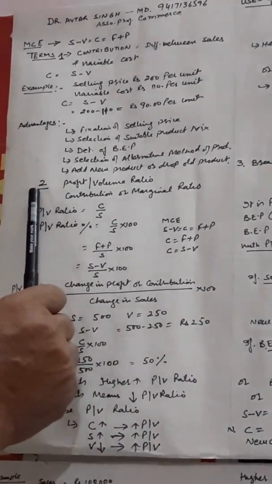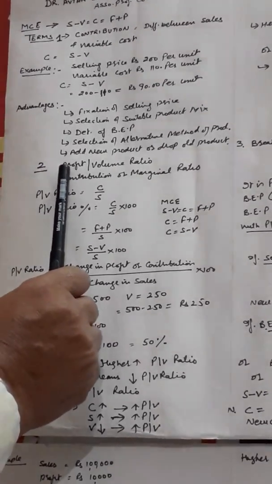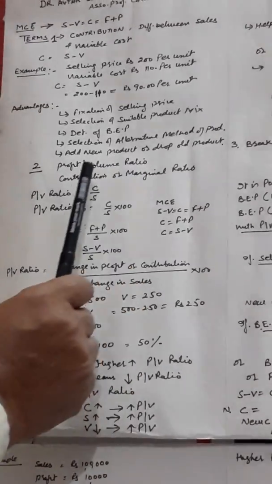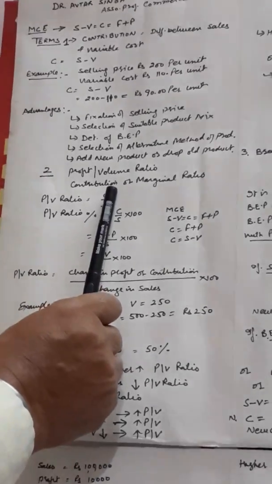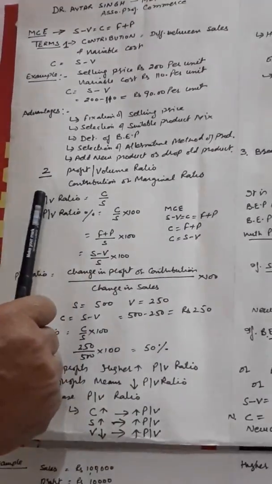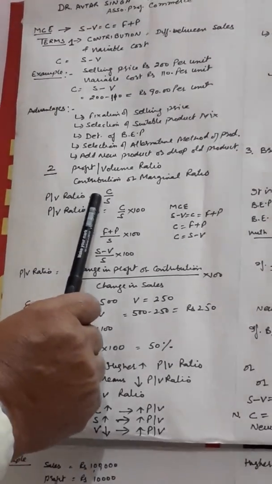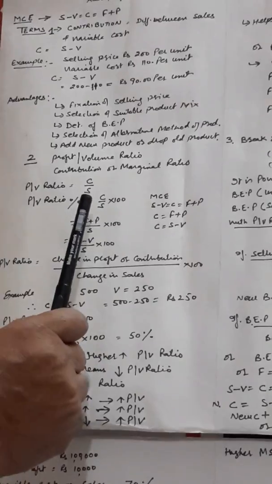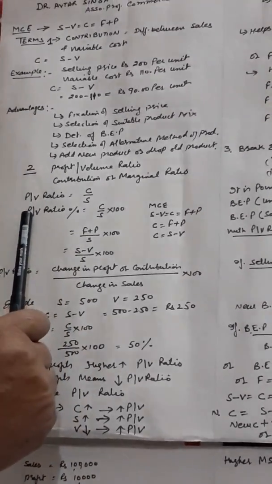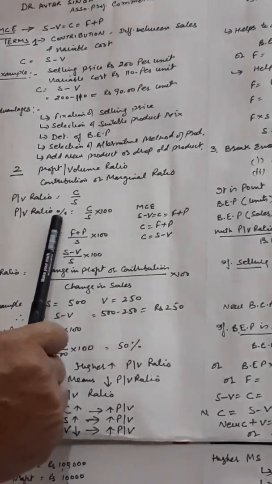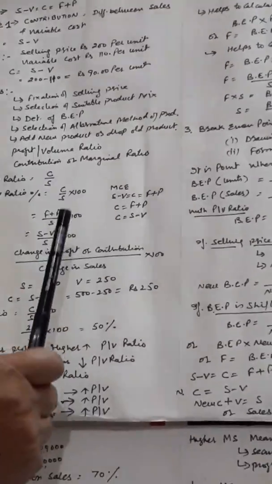Second important term which we are to discuss today is profit volume ratio. Other name of profit volume ratio is contribution or marginal ratio. Profit volume ratio is denoted by P upon V ratio is equal to C upon S. C here means contribution, S here means sales. If we are to calculate in percentage, then C upon S multiplied by 100.